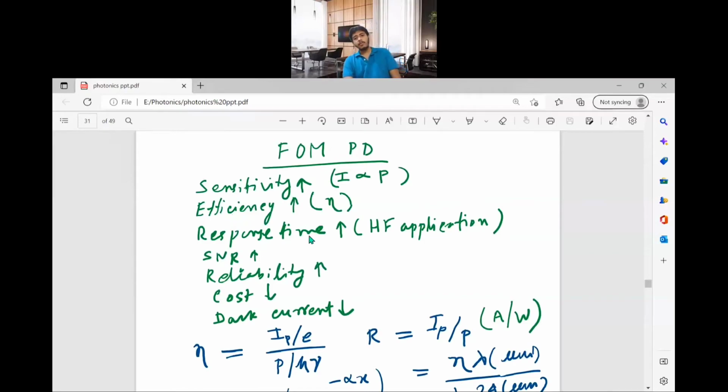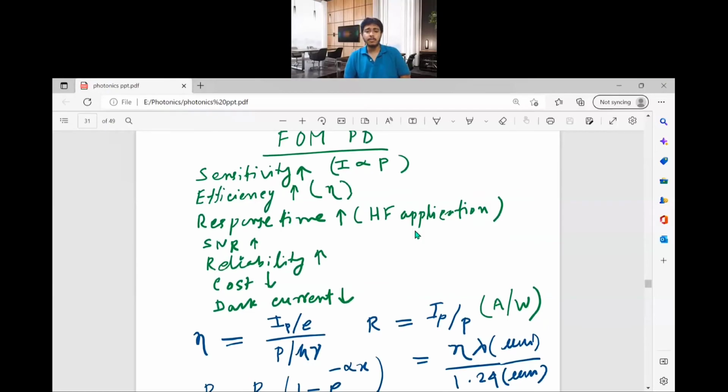So the efficiency. And response time, we need a fast response time because it's a high frequency application. We are moving to faster and faster communication systems. So the response time will be less. Otherwise, you cannot detect the light, whatever you are transmitting. And the signal to noise ratio should be high, and the reliability should be high. Cost should be as low as possible.